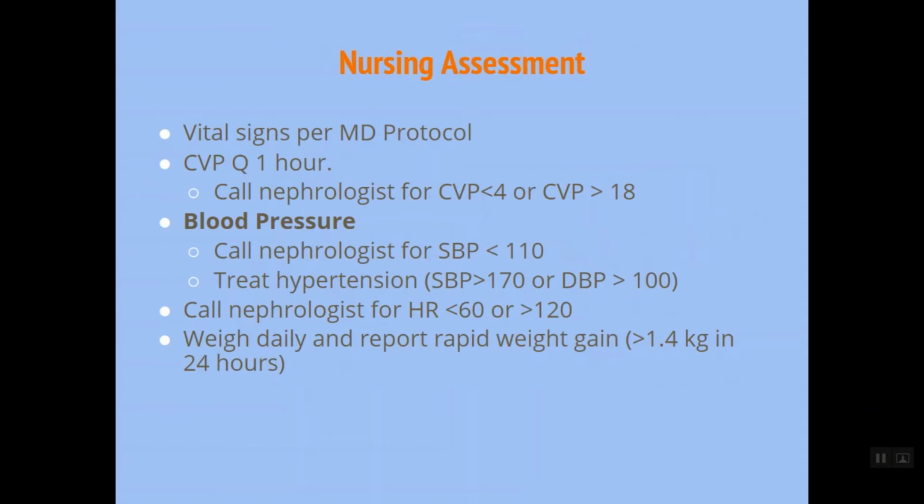Vital signs we're going to get per protocol. CVP, we're checking every hour and documenting it on our flow sheet. Here we have call nephrologist for CVP less than 4 or greater than 18, but remember, CVP is not always the most accurate indicator for fluid volume. Rather, its accuracy increases when you're utilizing it in addition to your other vital signs.